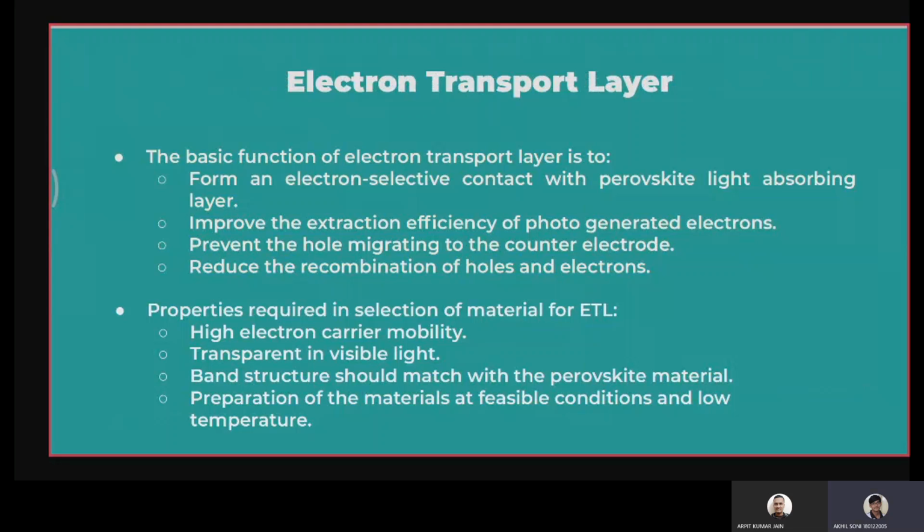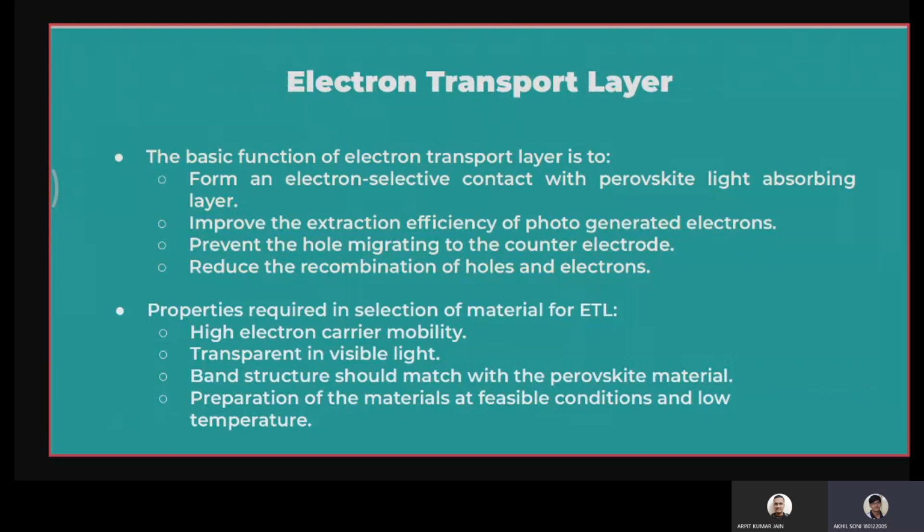Properties required in the selection of the material for the ETL, that is, how to choose the material preferred for the ETL. First is high electron mobility. Second, it should be transparent in visible light, because we have to supply the sunlight to the material. Then the band gap should match with the perovskite layer. Then the material should be prepared at stable conditions and temperature.